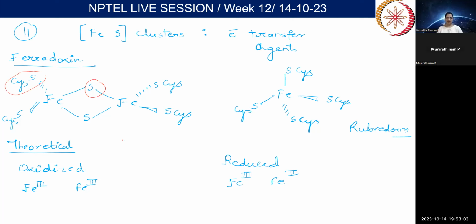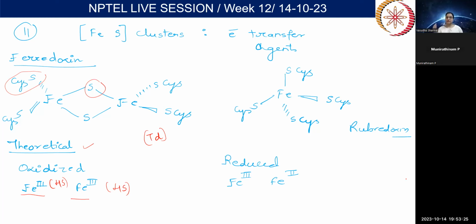Firstly, since both irons have a similar, the same, environment, both irons are expected to be Fe3+. And since it is a tetrahedral symmetry, both would be high spin. There is no question of having low spin, right? Tetrahedral mostly makes high spin complexes.